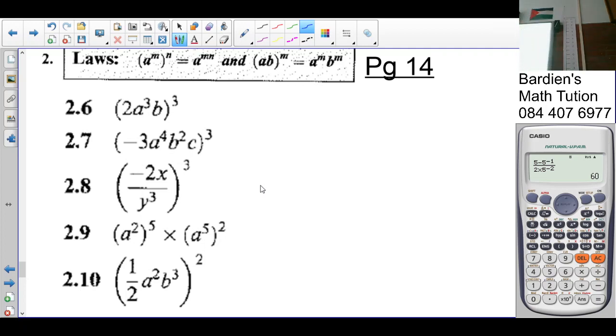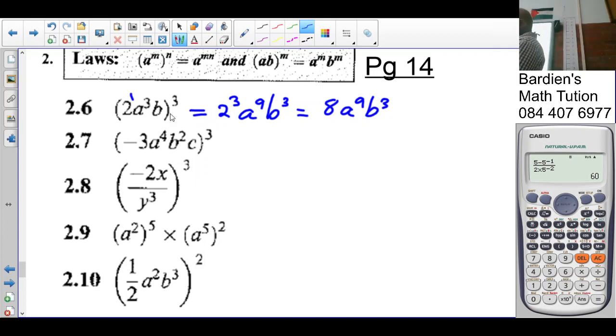So, it will be 2, 2, cubed A 9, yes, B 3. And what is 2 cubed? 8 A 9 B 3. I know some of you are going straight into the answer, not so? It's fine. I just want to do more maths in between.